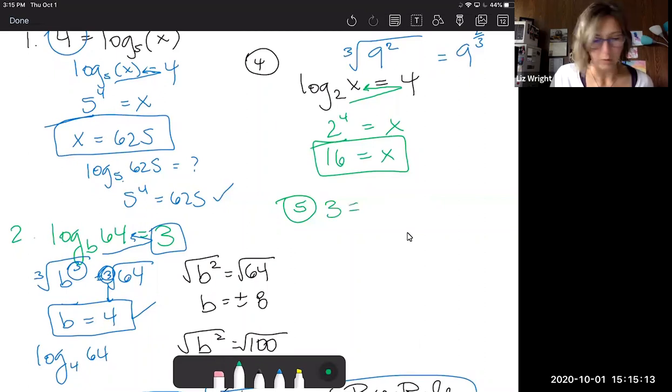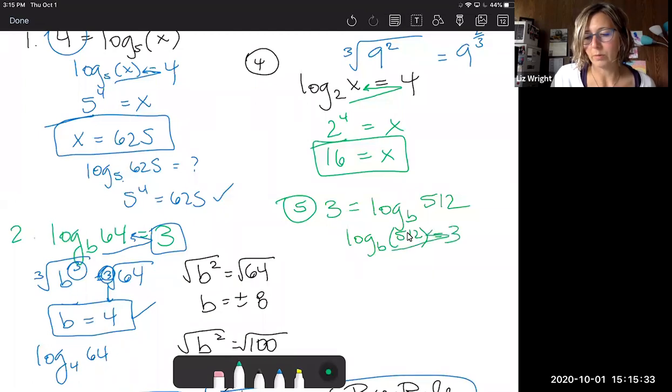3 equals log base b of 512. All right, so this one, if you want, you can rewrite it. If you want to switch it around and do log base b of 512 equals 3. So it's going to be b to the 3rd equals 512.